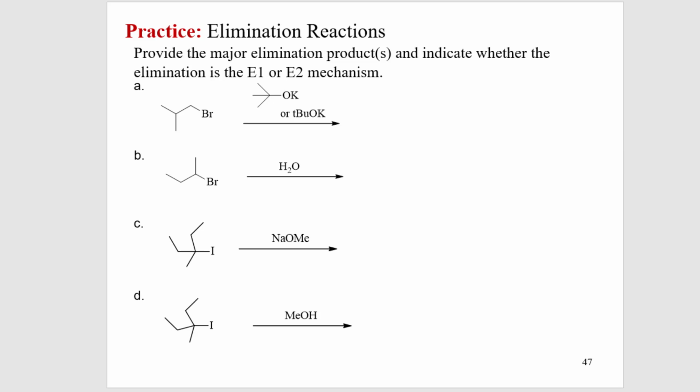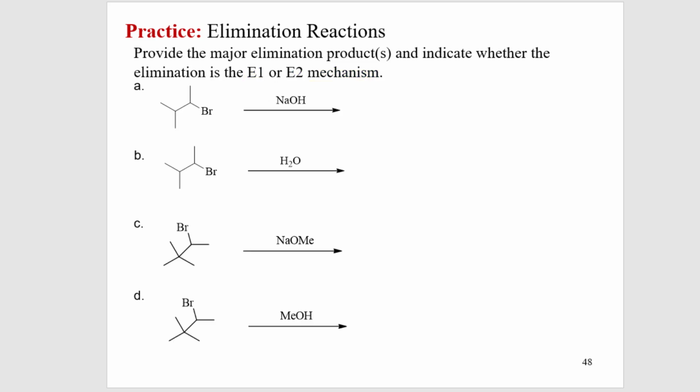These last few slides are more elimination practice. You have to do elimination and you either do E1 or E2. They don't want you to do the substitution for them. And in this one, again, is more elimination practice. Which one are you going to do? You're going to have to figure it out. E1 or E2. Provide the major elimination product or products.